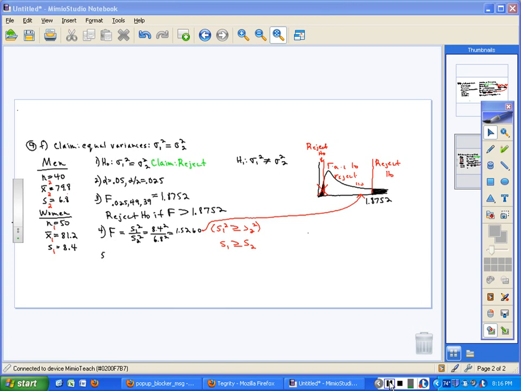So step 5, initial conclusion, fail to reject H0, and then the final conclusion I'll put below it. In class we called this the ditto because you say the same thing again. Fail to reject the claim. So fail to reject H0, fail to reject the claim.